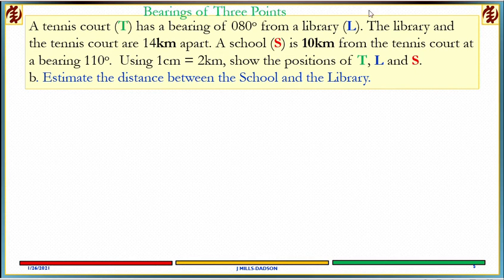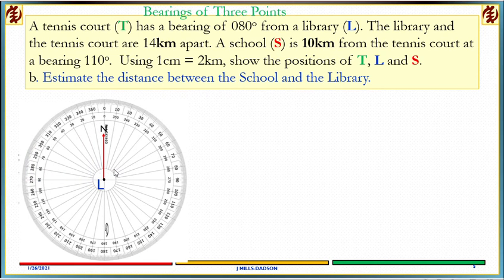So there's so much involved in this question, and at the end we have to estimate the distance between the school and the library. You need to try and go step by step. So we have a tennis court, a library, and a school. From a library, which means our starting point should be the library. So library to tennis court, create or measure an angle of 80 degrees. So from the library, create your north line, measure 80 degrees. Okay, that's my 80 degrees.